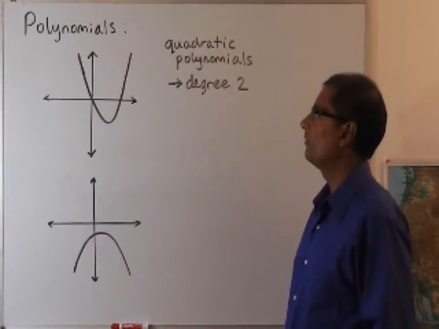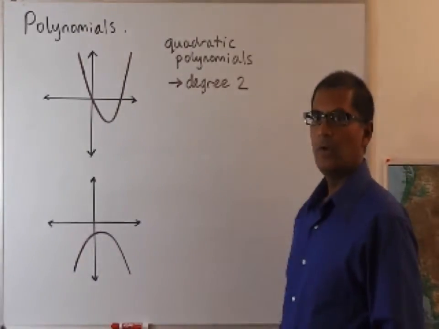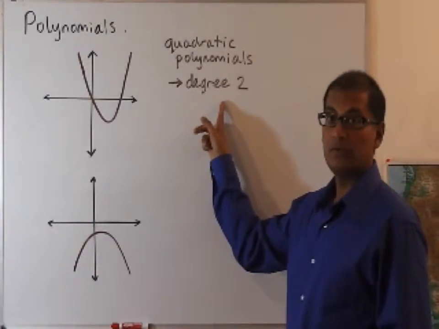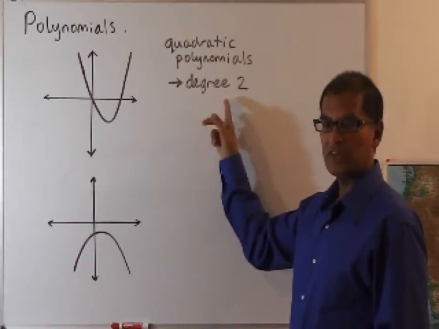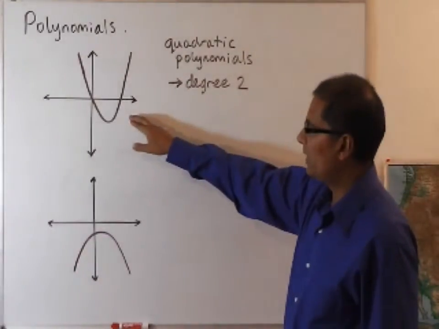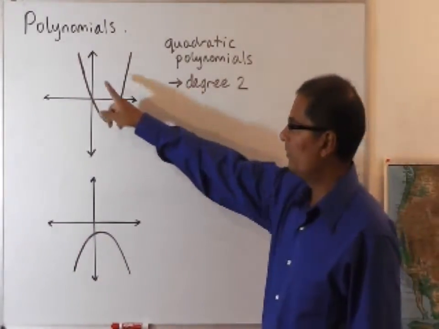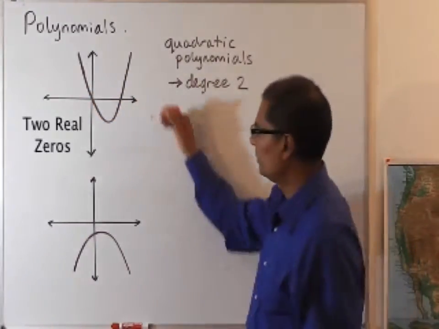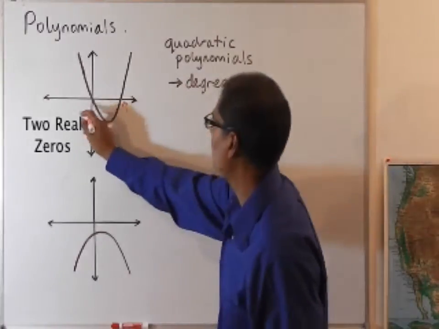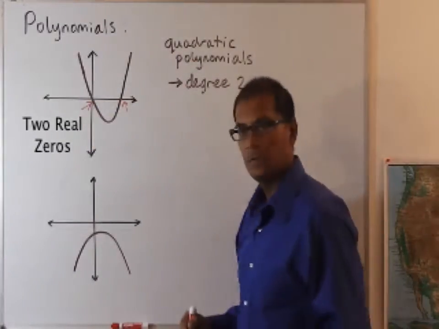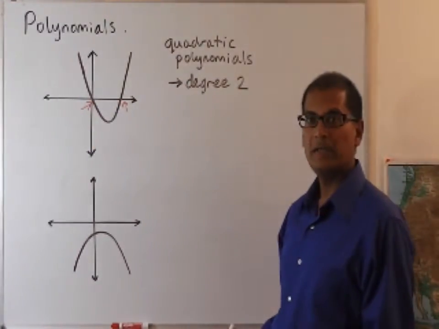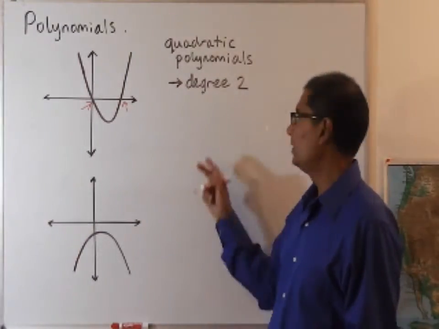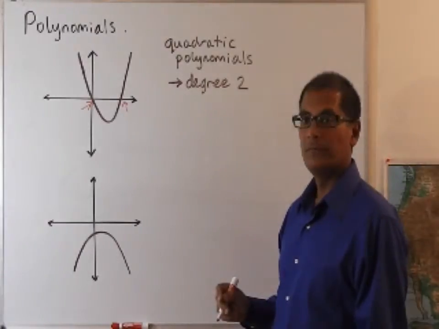So here we have a graph of two quadratic polynomials. Quadratic polynomials have degree 2. That means the highest power of the variable is 2, so x squared. And here we have a quadratic polynomial, and we notice that it has two x-intercepts. Those x-intercepts can be thought of as zeros. They are what make the polynomial 0. So it has two zeros, and according to our theorem, it's going to have at most two zeros.